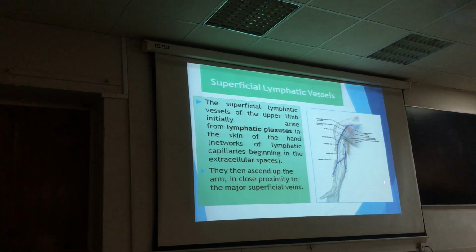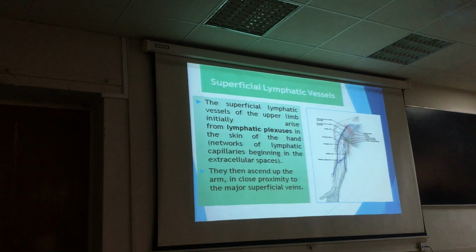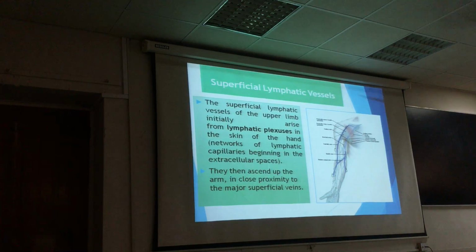Now this is the lymphatic plexus which you are seeing over here. This is formed in the hand. Now this lymphatic plexus will ascend upwards. When we say ascend, that means going upwards. Now over here you can see the main veins of the arm, and these are also the superficial veins of the arm. When we talk about the superficial veins, there are three veins which are very important and we will be studying them. One is on the lateral side.